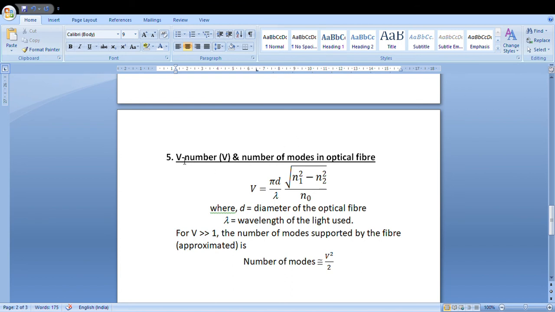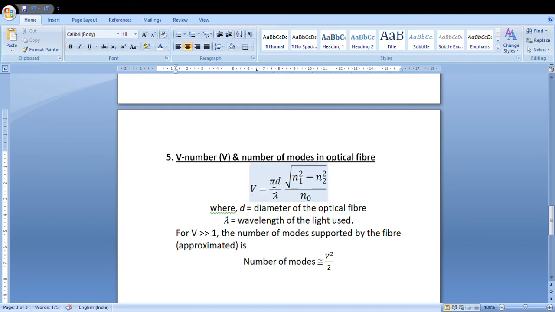Now for that we have a very important concept, which was studied qualitatively in your case and which is already explained: the V number. V number will tell you the number of modes that is accommodated in a particular optical fiber. So V number is just a number, and the number of modes will be given by this approximation over here. V number is a small number which will tell you the amount of information that is allowed in a particular optical fiber.